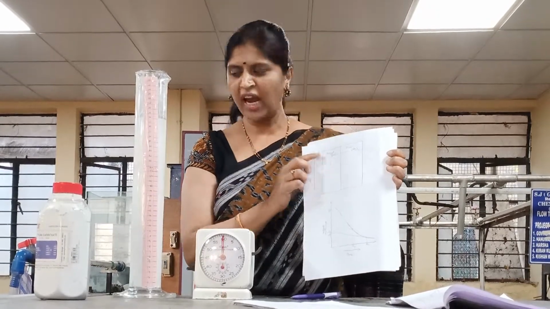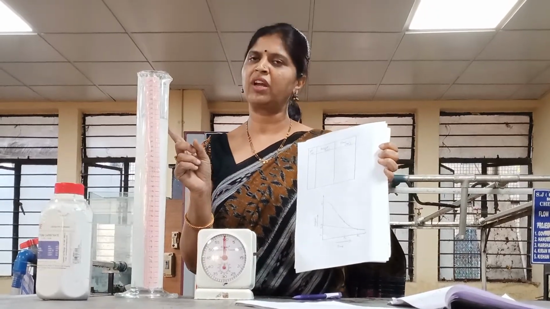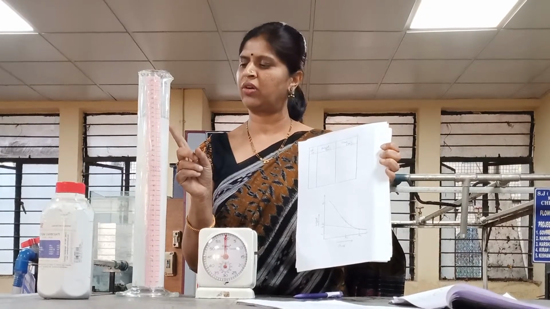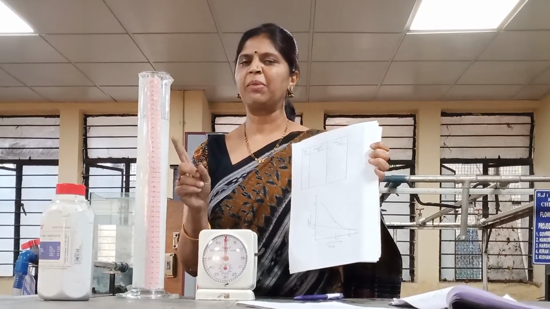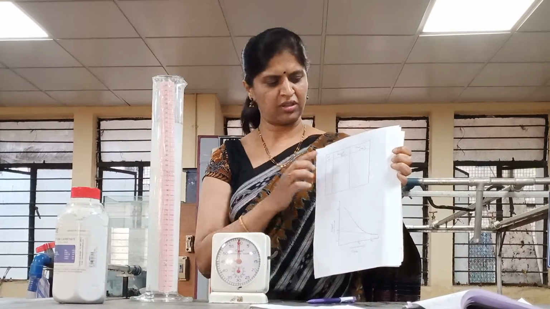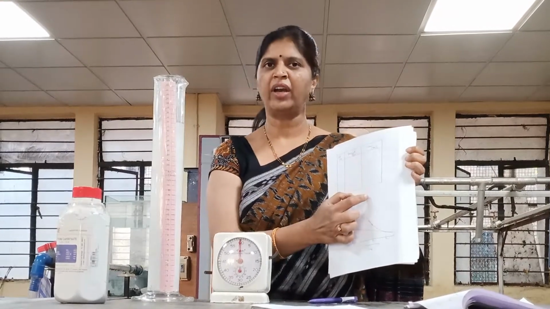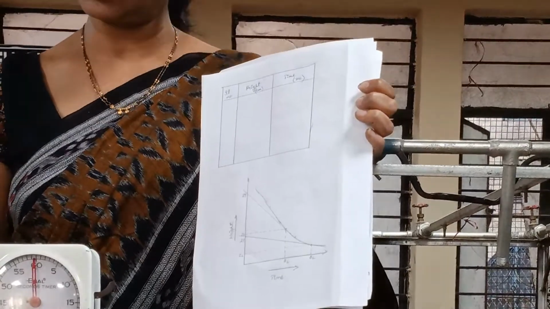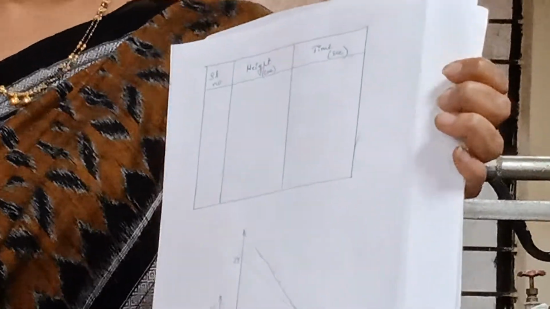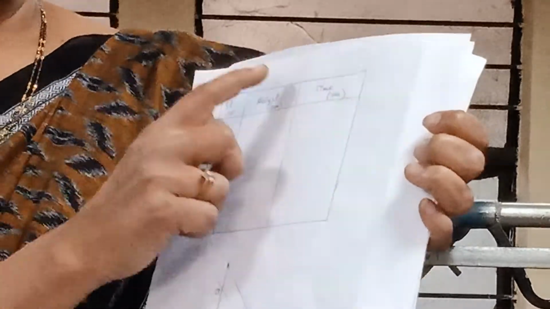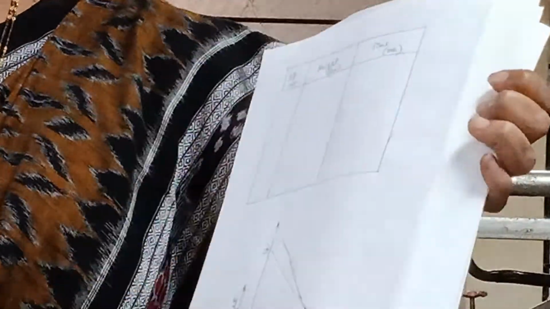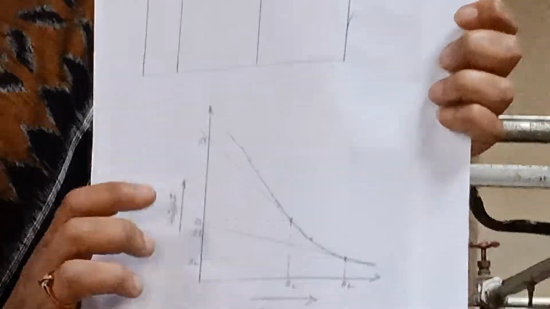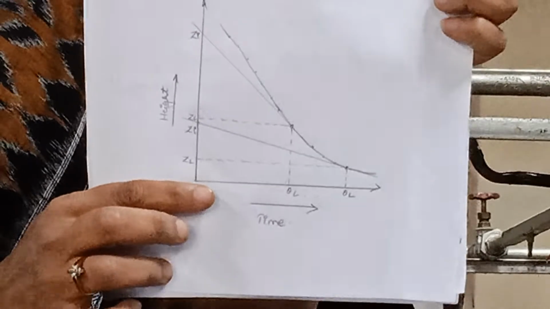So initial height you have to note down as soon as you have taken out the stirrer. Initial height has to be noted down, and simultaneously you have to start the stopwatch. So height versus time is being recorded till the interface of 4 to 5 centimeter is there in the glass cylindrical jar. So after noting down the height and time, you have to plot a graph of height versus time.